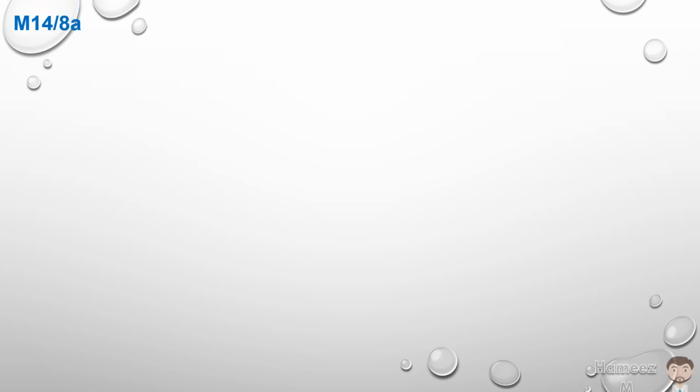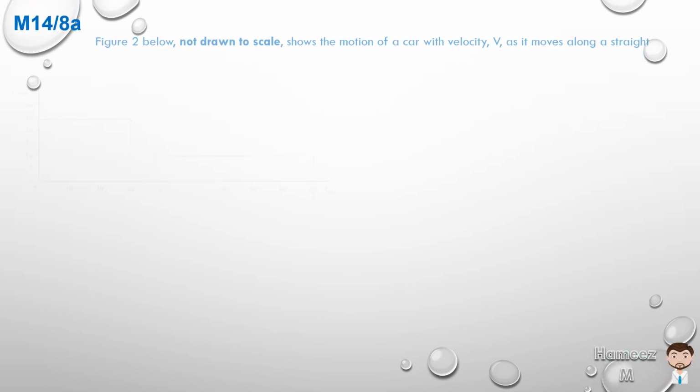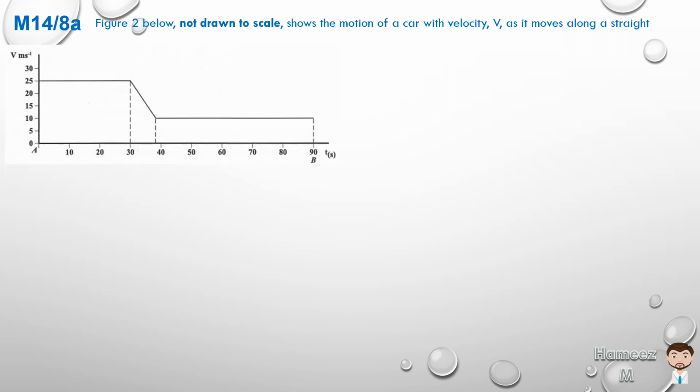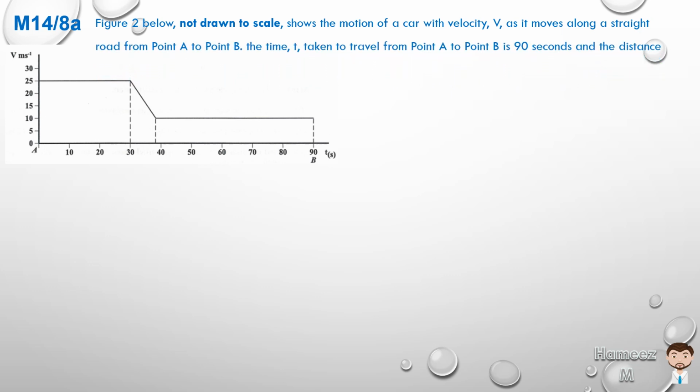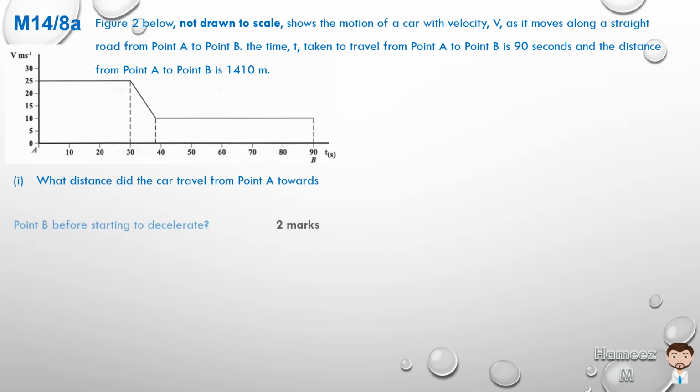May 2014, number 8a. Figure 2 below, not drawn to scale, shows the motion of a car with velocity v as it moves along a straight road from point A to point B. The time t taken to travel from point A to point B is 90 seconds, and the distance from point A to point B is 1,410 meters. Part 1. What distance did the car travel from point A towards point B before starting to decelerate?